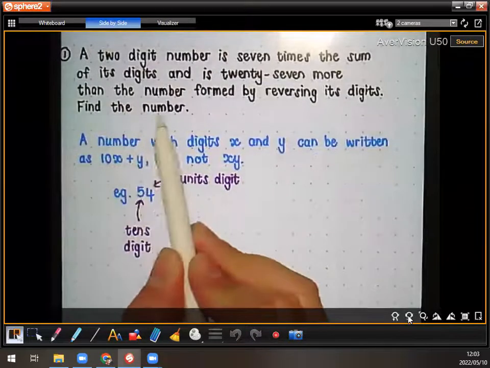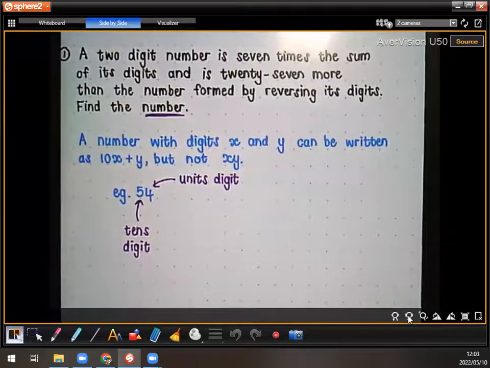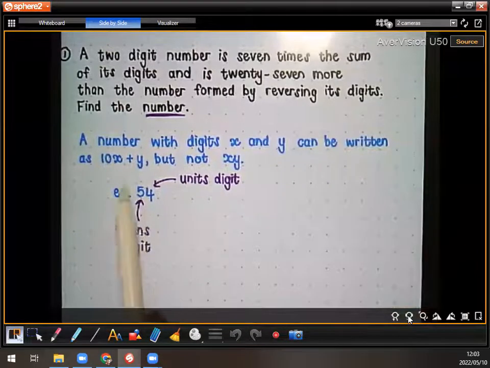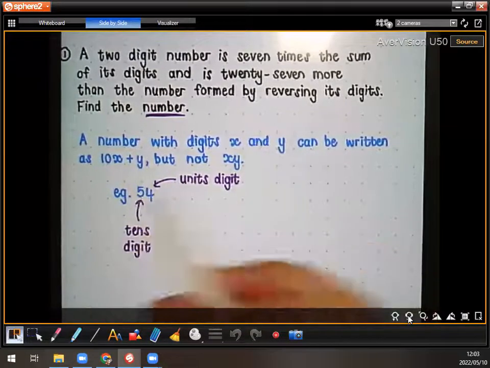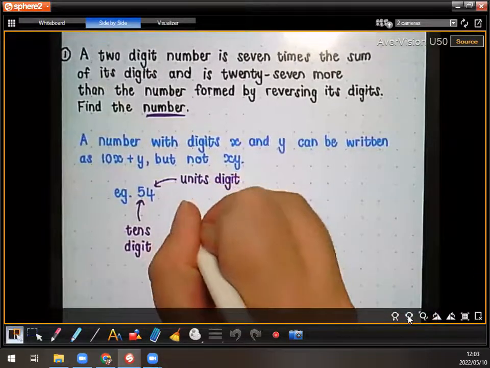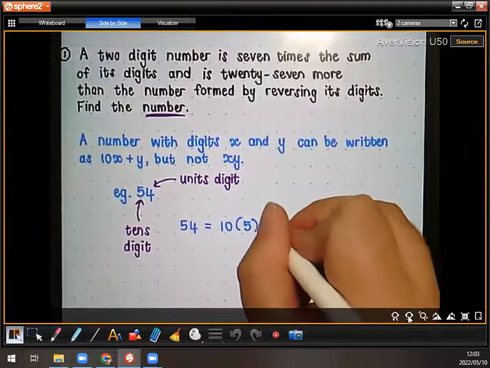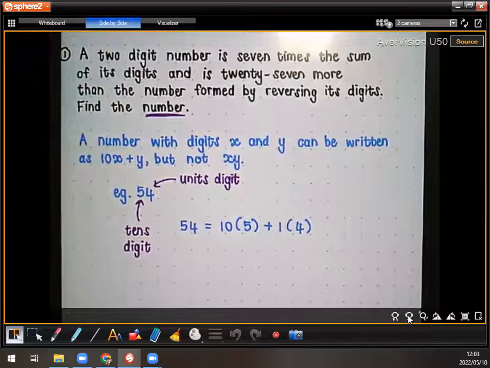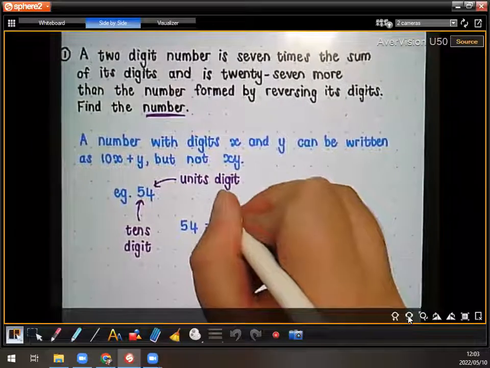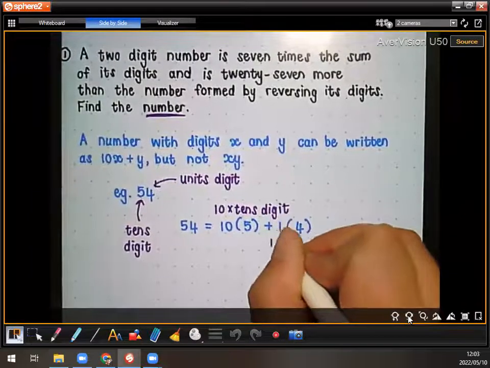Now, guys, if they're asking us to find the number, and it's a two-digit number that they're asking us to find, we need to find the value of the tens digit, and we need to find the value of the units digit. Now, if I want to, I can rewrite 54, and you never would do this, because you don't need to, but I just want to explain this 10x plus y. I can rewrite 54 as 10 times the tens digit plus 1 times the units digit. So this is 10 times tens digit, and this is 1 times units.